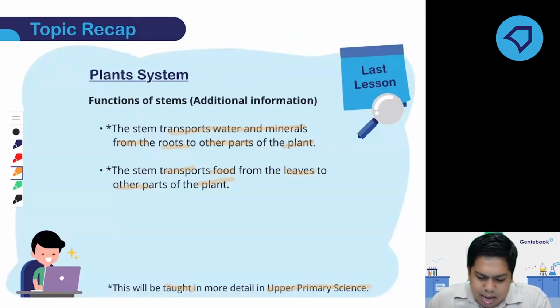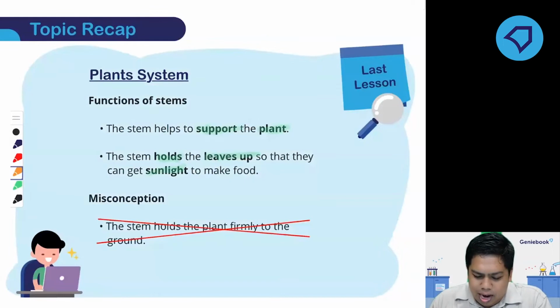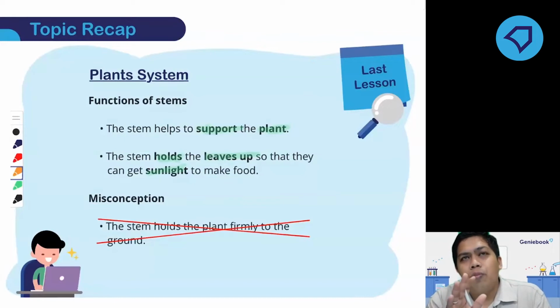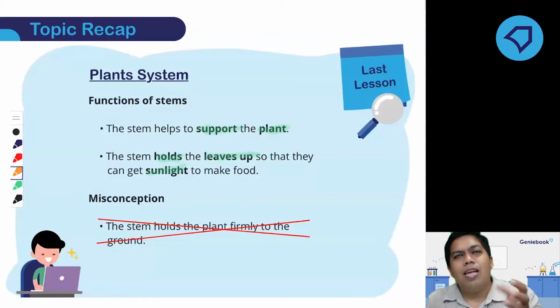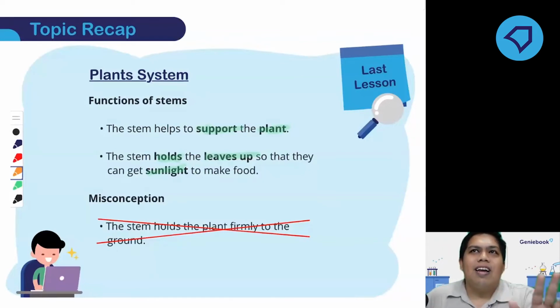Yes, Alia asked, so can we also say that the stem holds the leaf up so that the leaves can make food or photosynthesize? Yes, but you must make sure to also include about getting the sunlight, because that's the important part. The leaves need to obtain the sunlight to make food or to photosynthesize if you want to.